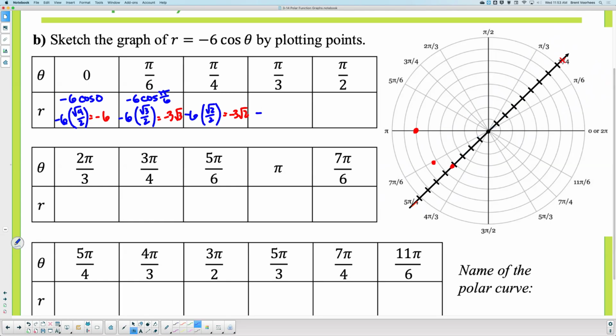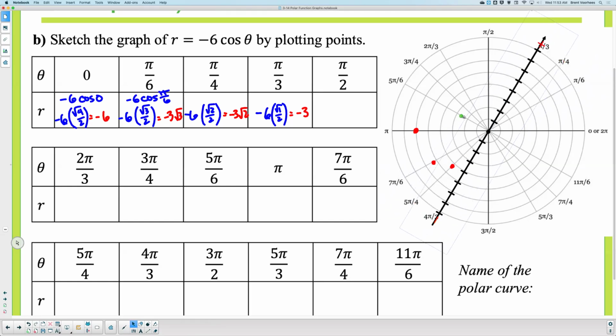The next value, -6 square root 1 over 2. That becomes a 1/2. -6 times 1/2 is -3. That's going to be an easy one. So at pi over 3, our r value is -3. Which way do I go for -3? Up and to the right or down and to the left? Down to the left. 1, 2, 3, right there.